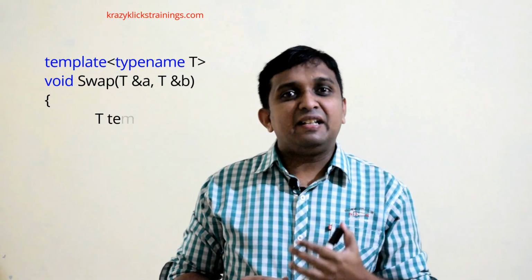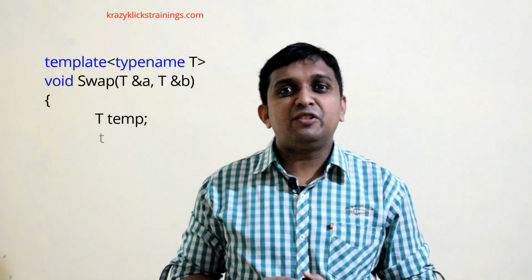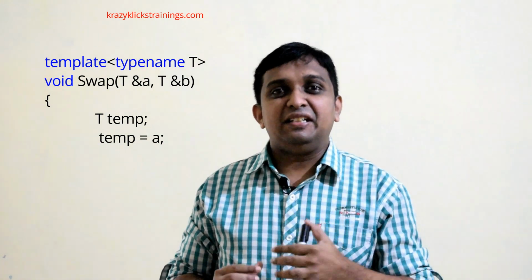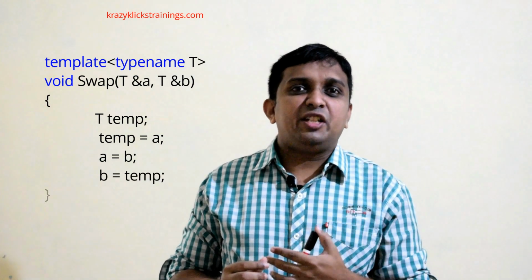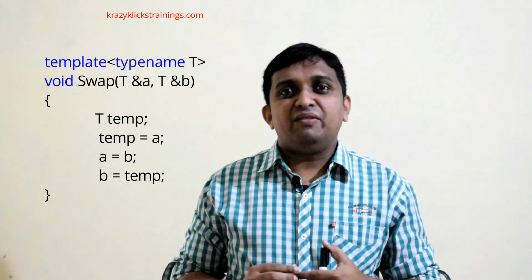Now I want to implement this swap function for a generic data type instead of some specific type. So initially I need to declare a generic type, say T. How to do that? I will write template typename T, and below that I will write the function void swap. This function will take two arguments which are of type T. Suppose a and b are the arguments, and then I will write the logic of swapping in the definition.